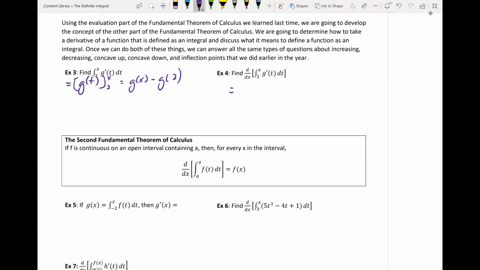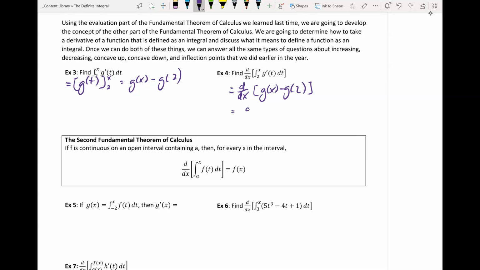For the next one, one thing at a time, I'm just going to leave this d/dx in the front. And I want to see what this integral is going to look like. But we just calculated that in example 3, so I can exactly write that down: G of x minus g of 2 from example 3. And then we want to take the derivative of this.